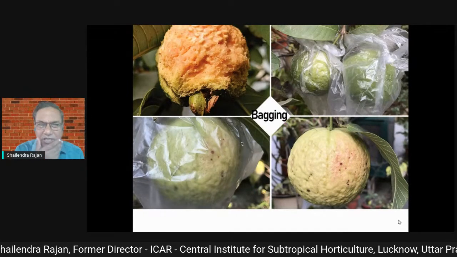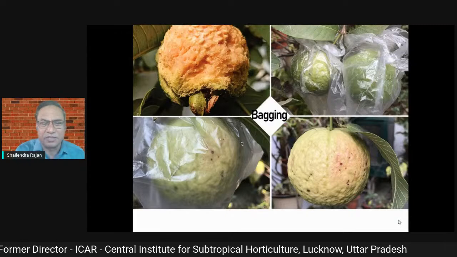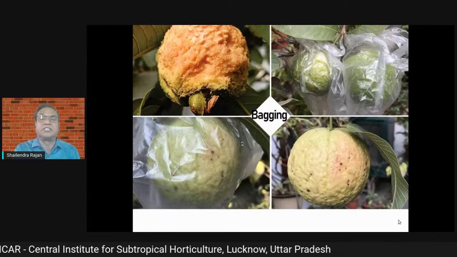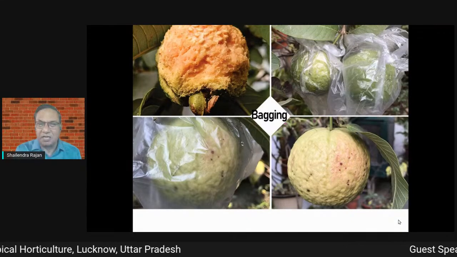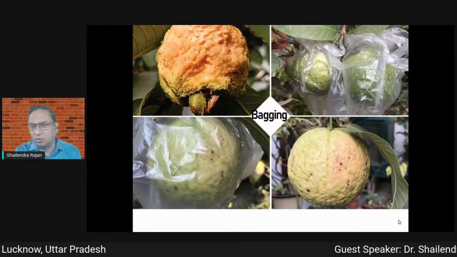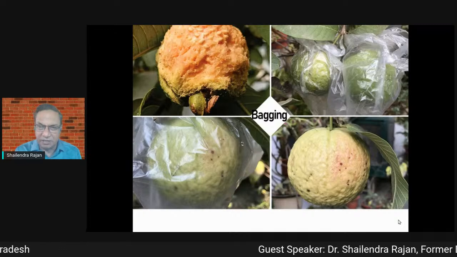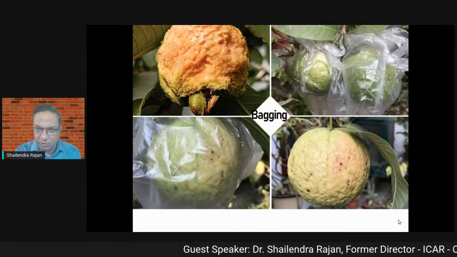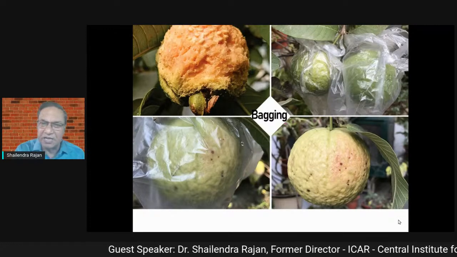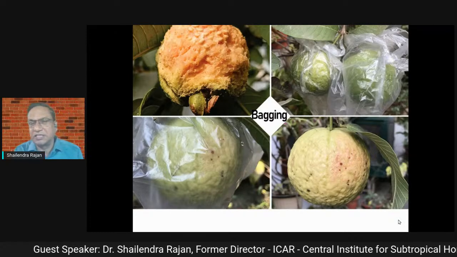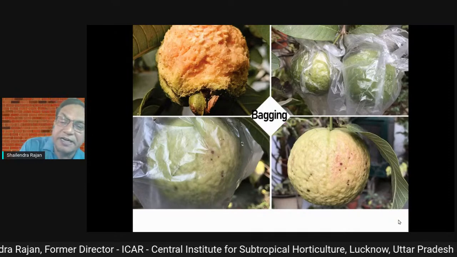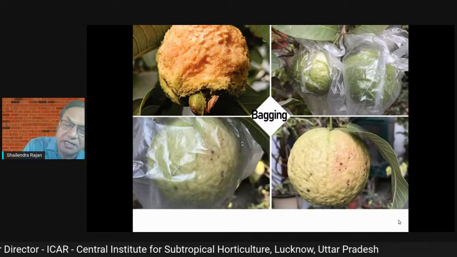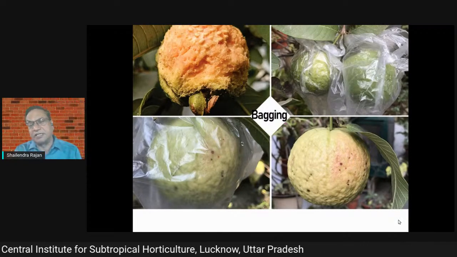I am showing you one bagging example from my house. The bats were creating problems for the guava. I bagged it with simple polythene, small bags, cut at the two ends, so the environment is manipulated, the humidity is reduced, and the dew or condensed water can trickle out. So you can see at the lower right how sparkling, attractive the fruit is.